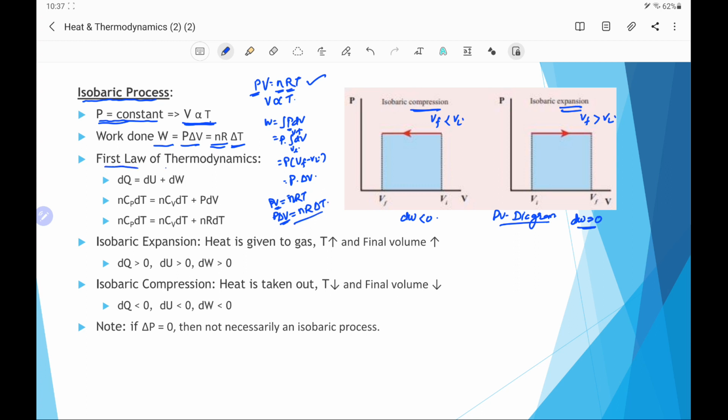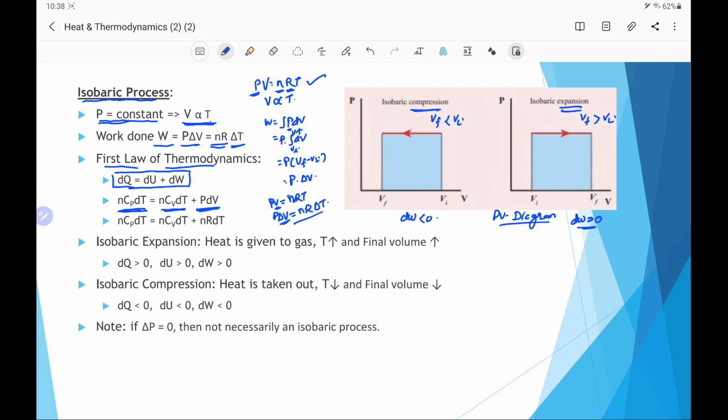Using the first law of thermodynamics, which is dQ equal to dU plus dW, that is heat exchange equal to the change in the internal energy plus the work done. And we know in terms of the molar specific heat at constant pressure and volume, this dQ is nCp dT, where Cp is the molar specific heat at constant pressure, and it will be equal to nCv dT, where Cv is the molar specific heat at constant volume, and it will be equal to the dU plus P dV.